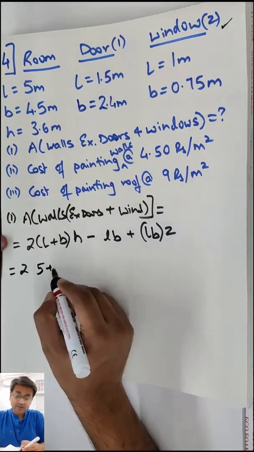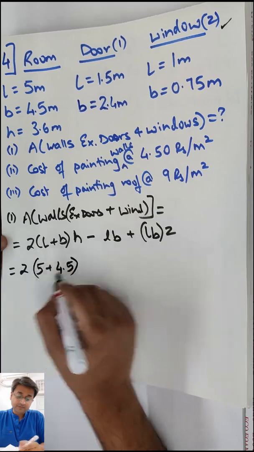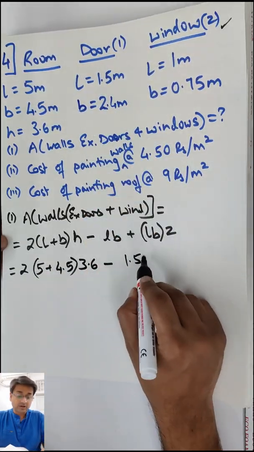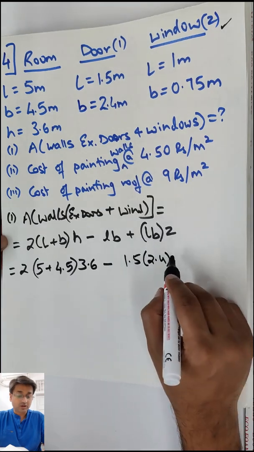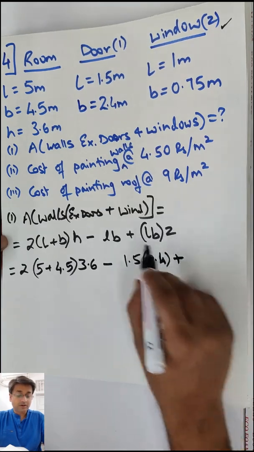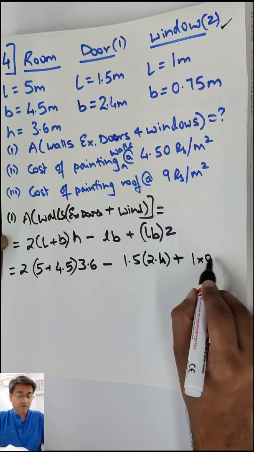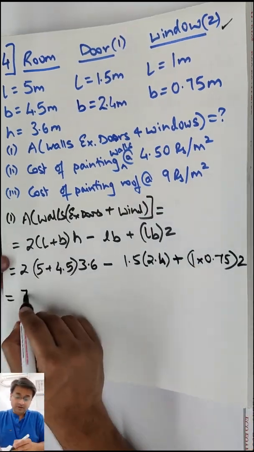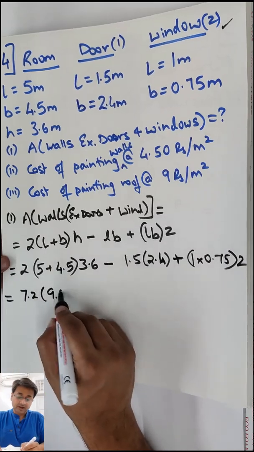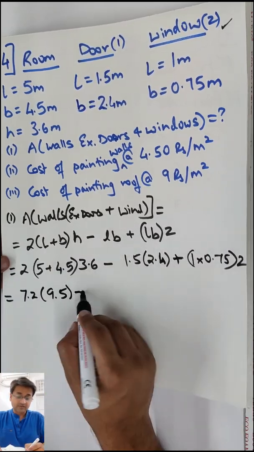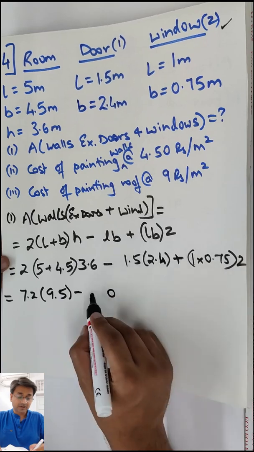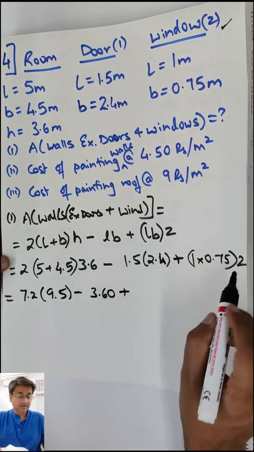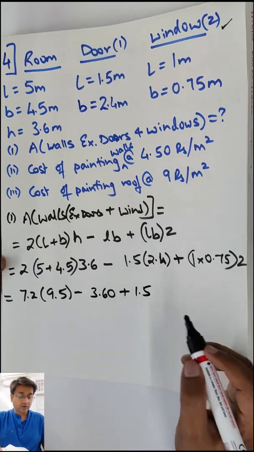So (5 + 4.5) into 3.6. This is length plus breadth, not the earlier one. Take the length and breadth only of the door. Now the length and the breadth of the window. So 1 into 0.75 into 2. So 2 into 3.6 will give me 7.2, into 9.5, minus 15 4s are 60, 36. So 3.6, because 2 decimals, plus 2 into 0.75 will be 1.5.